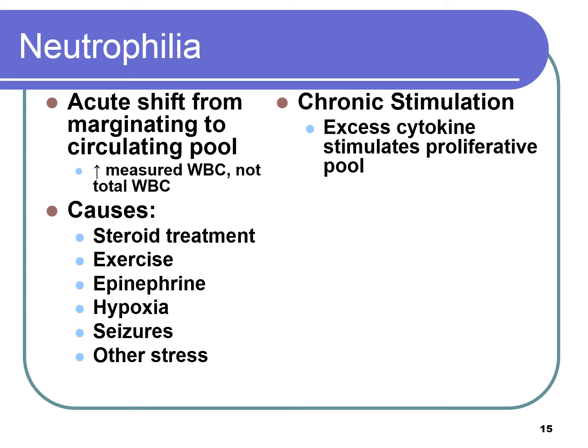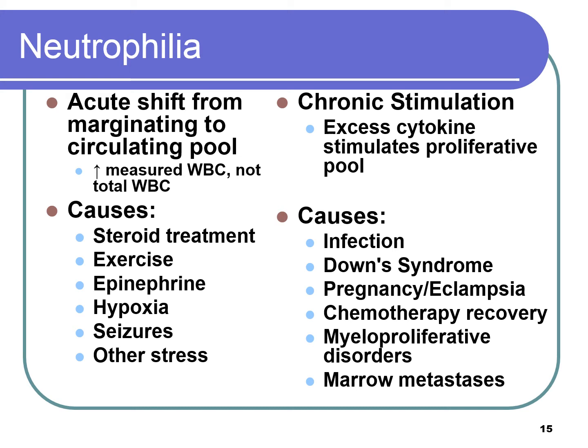Maybe neutrophilia results from chronic stimulation, with excess cytokine stimulating the proliferative pool. The causes of this chronic stimulation are infection, Down syndrome, pregnancy, eclampsia, chemotherapy recovery, myeloproliferative disorder, and myelometastasis. So most of the pathogenic causes lie within this category of chronic stimulation, where we have excess cytokine stimulating the proliferating pool of white blood cells.